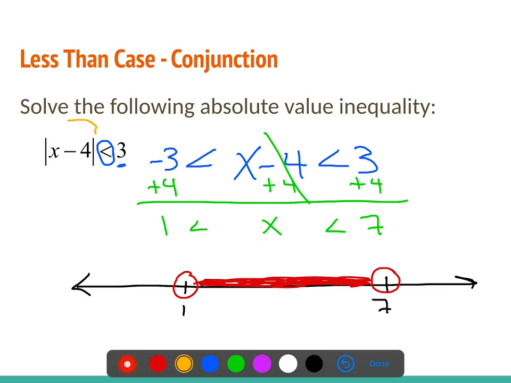So again, our goal was to isolate and then check to see if it's a less than or less than or equal to sign. If it is, we sandwich. That's what conjunction is having us do, is sandwich.